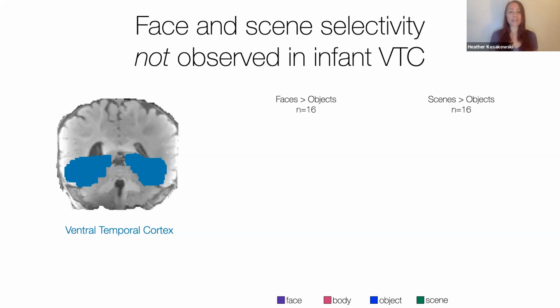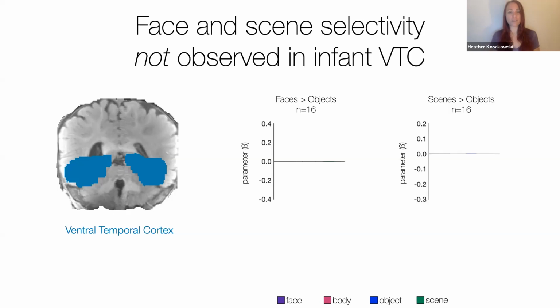On this plot, I will show you the average magnitude response on the y-axis. In independent data, for this group of 16 infants, here is the face response in purple. As you can see, the response to faces is greater than the response to bodies in pink, objects in blue, and scenes in green. But the difference is not significant. What about scenes? In independent data, the scene response is not greater than the response to all other categories.